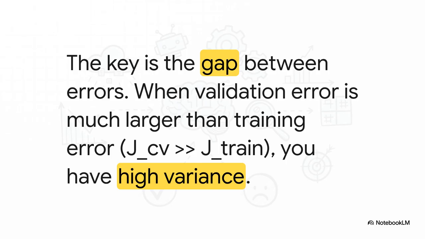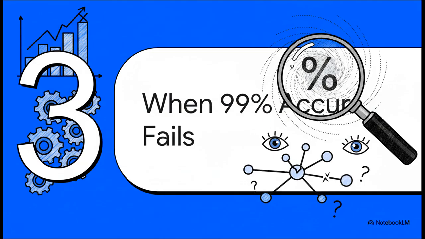But look at the validation error. It goes down for a bit, and then it starts to climb back up. That growing gap between the two lines, that is the classic telltale sign of high variance, of overfitting. Okay, so we've got our diagnostic tools, we know how to spot bias and variance. But now let's talk about a tricky situation where even a fantastic score can be a complete illusion.